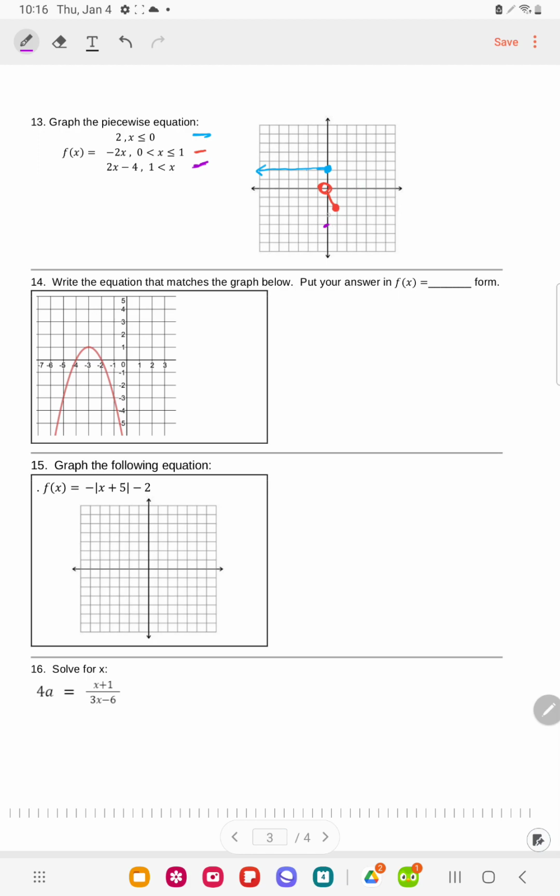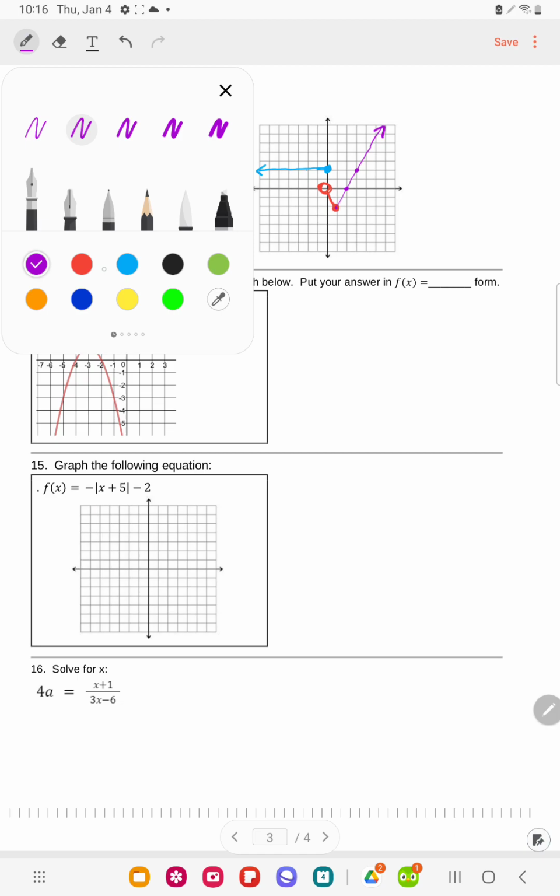And then I go up 2, over 1, up 2, over 1, and so forth, and repeat that. But I only want to include the values where x is greater than 1. So it should look something like that. And we don't need this point because it's not included. So that's how you graph the piecewise function.